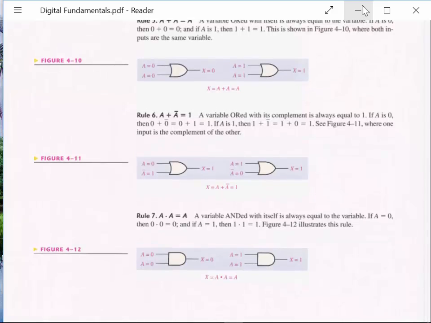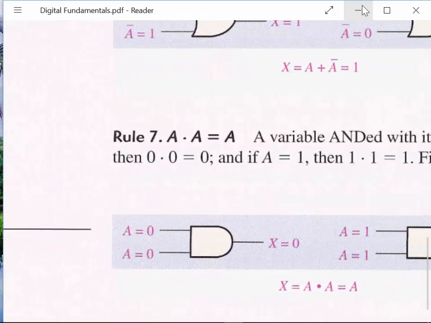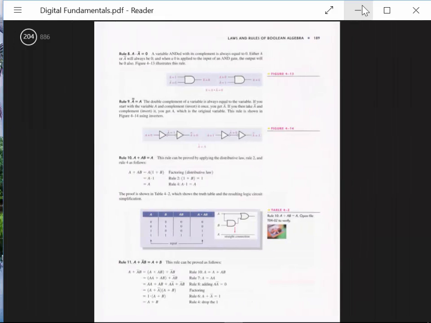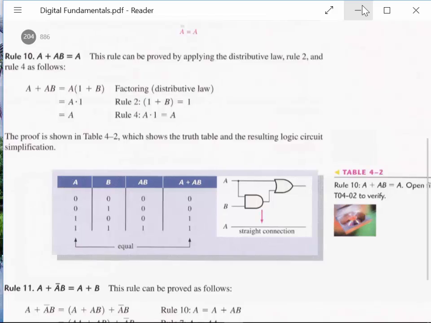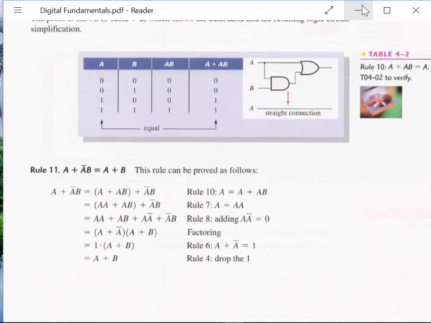A plus A naught, they show the example that I showed a few minutes ago. A times A, they show here again: if A is 1, both inputs are 1, so the output has got to be 1. If A is 0, then the output has to be 0. This is on page 188 in the Floyd book, and they go through all these. This one here is one that they can prove by applying the distributive law, Rule 2 and Rule 4. They go through the steps as I did. Everything that I did comes back to here.